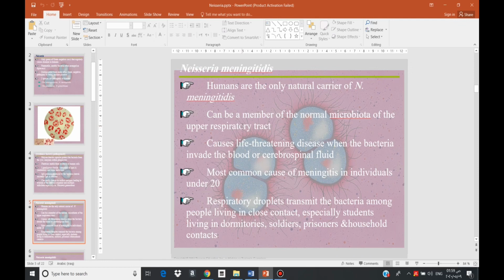النايسيريا مننجيتس طبعا this bacteria sometimes present as a normal flora بالنيزوفارynx of the human، وهي causative agent of the meningitis، والhuman يعتبر هو natural carrier of the Neisseria meningitis. طبعا هو life threatening disease، يمكن انه infect or invade the blood and cerebrospinal fluid and cause meningitis and meningococcemia، يعني يسبب لنا septicemia and cause meningitis.